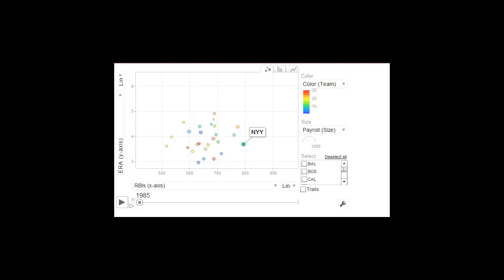In 1985, the Yankees had the most RBIs in the league, a great team ERA, and the second highest payroll. The Kansas City Royals won the World Series that year, defeating the St. Louis Cardinals. The Cardinals had outstanding pitching that year.